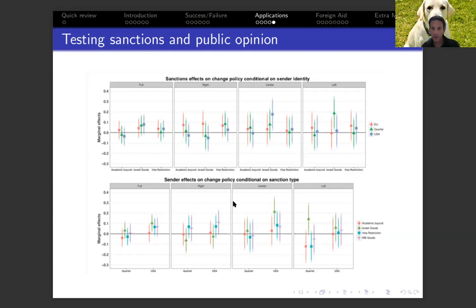Also, looking at here, these are also different types of sanctions and senders. In this case, if we look at the full sample here on the left-hand side, we see, again, the green ones represent Israeli goods. When the United States imposes sanctions on Israeli goods, it's more likely to be a positive effect on the change in policy. So the public will pressure the government to change its policy. Similarly, here we find it with the subsamples of the center-oriented from a political standpoint or the left-oriented. So this is just some of the findings.